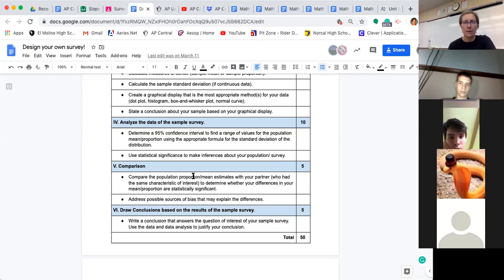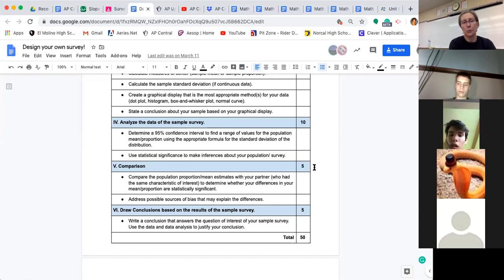Okay. The next part then is where you're comparing your confidence interval to your partner's confidence interval. Okay. What if you don't have a partner? Then you don't get these 5 points. All right. You could ask the class if anybody else did that question, and see if somebody else did, and then you could compare to them that way.